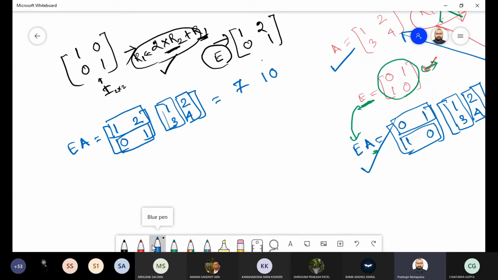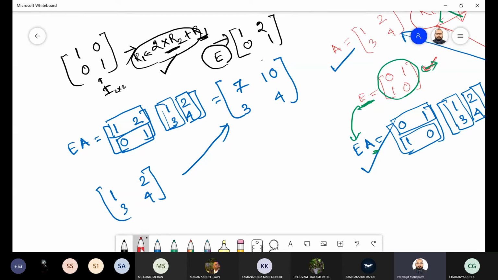0 into 1, 0, 1 into 3, 3, and 0 into 2, 0, 1 into 4, 4. See, our matrix A was 1, 2, 3, 4. Now it is converted to this one. So now you can see, if you are multiplying 2 with the second row and adding with the first row, the same thing is going to happen. 3 into 2, how much? 3 into 2 is 6 plus 1, you get 7. 2 into 4, how much? 8 plus 2, 10. And the second row, we are not changing.